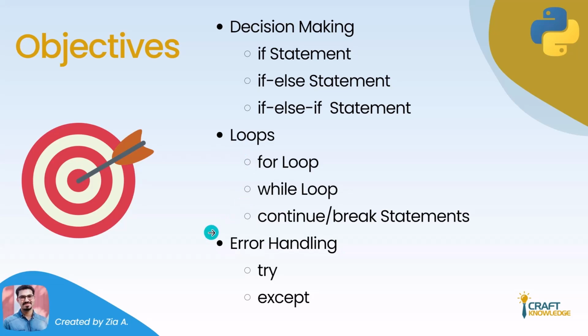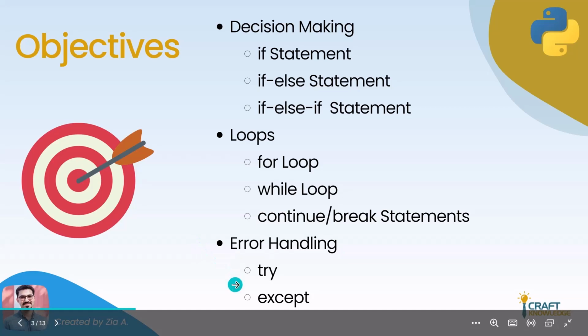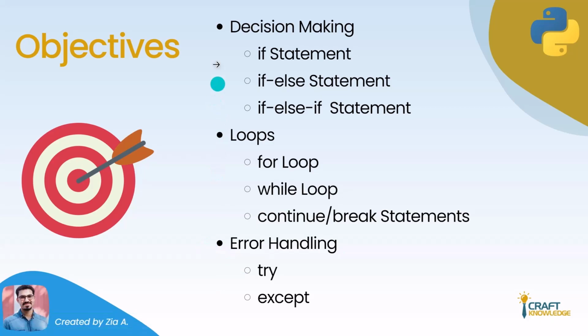Finally, we'll talk about error handling. Sometimes our code is not expected to run every time. Obviously it can produce errors, so when it produces errors, how can we handle them? There are two keywords called try and except, and we'll see how we can make use of these two in order to perform error handling. Cool. So let's have a quick introduction to decision making.